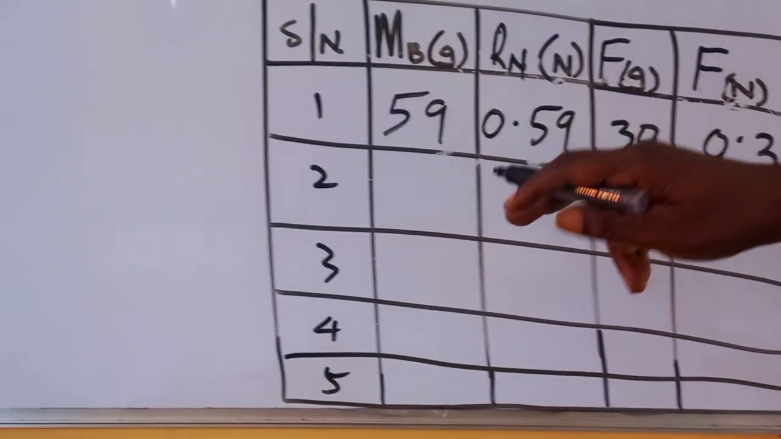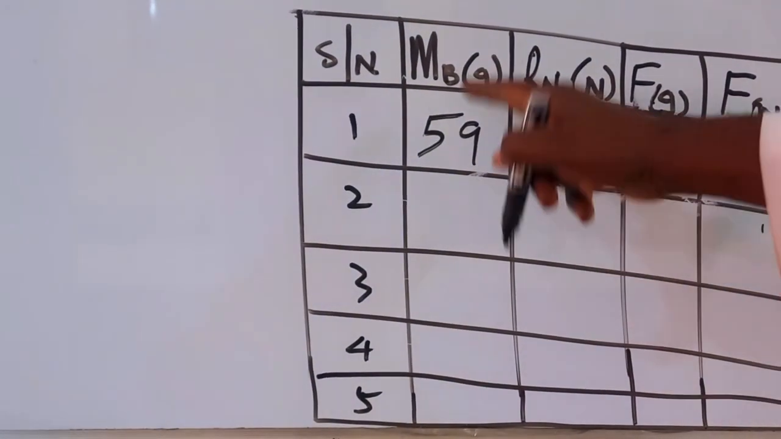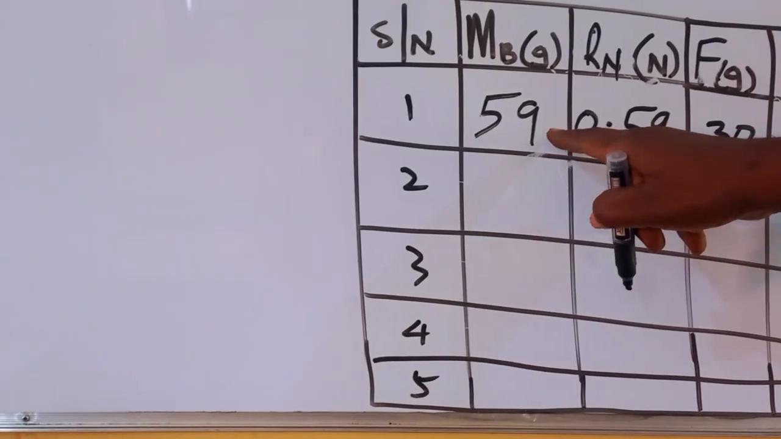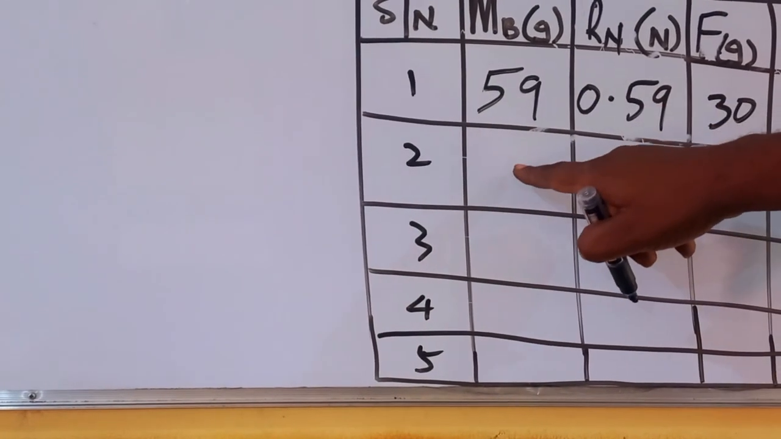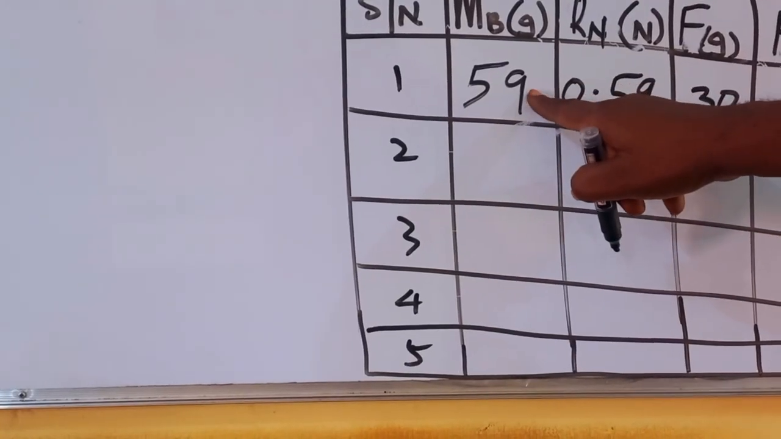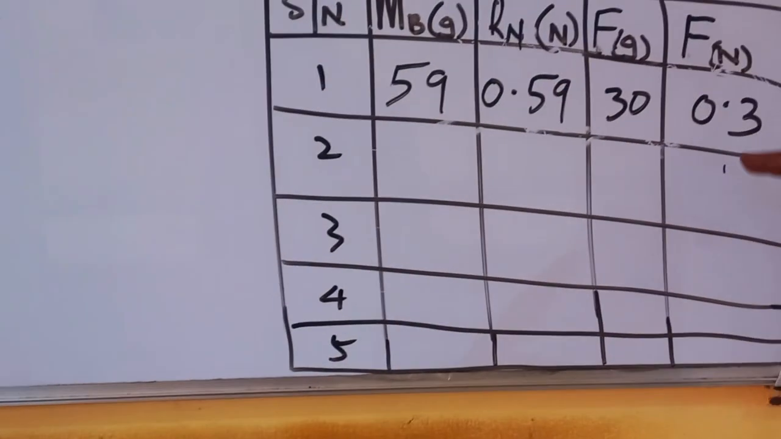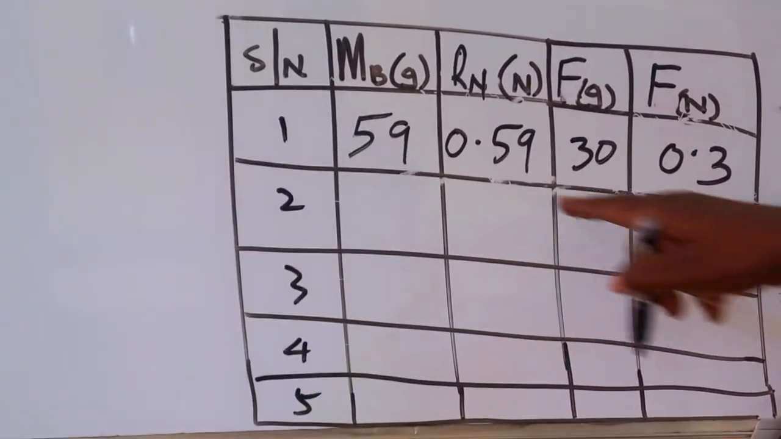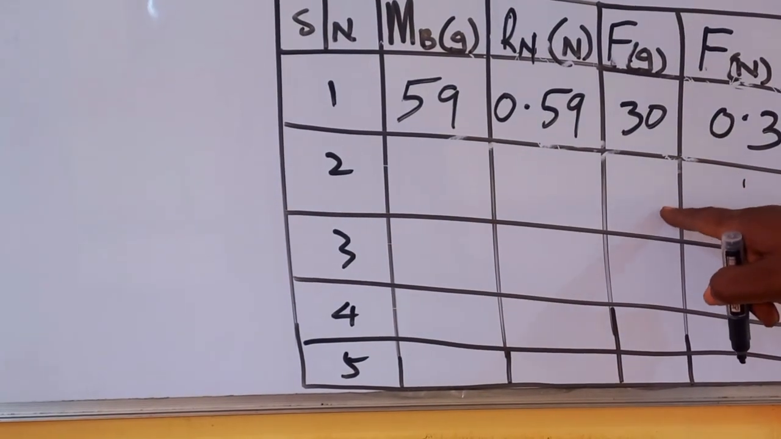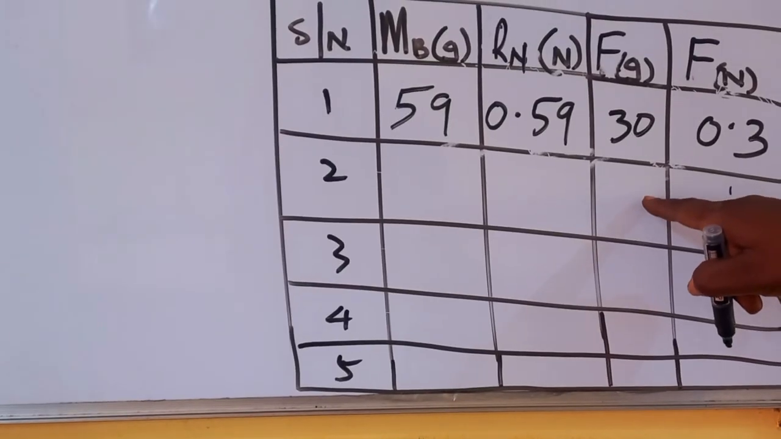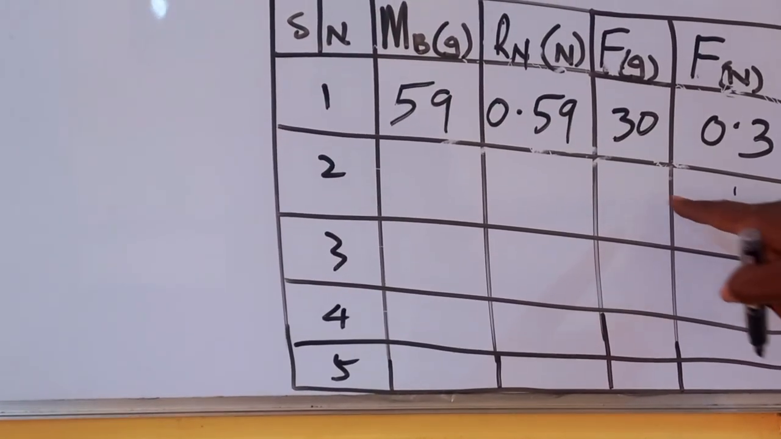So we are going to proceed to load the block again. Mark you, the initial block was 59 grams. We are going to add another mass on top of the 59 grams and then proceed to load the hanger until the block begins to move. Then we can now enter our force of friction. Are we there? Now let us proceed to the practical.